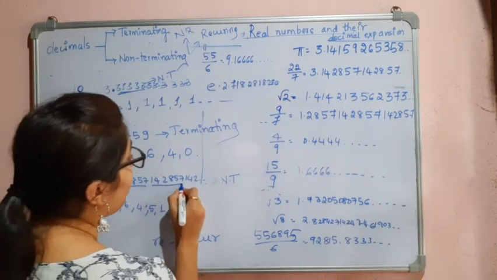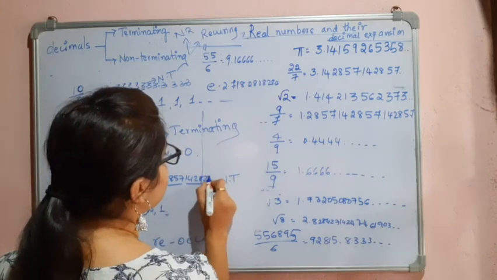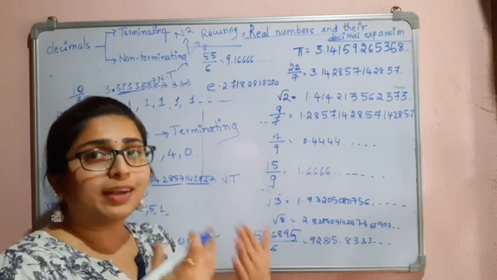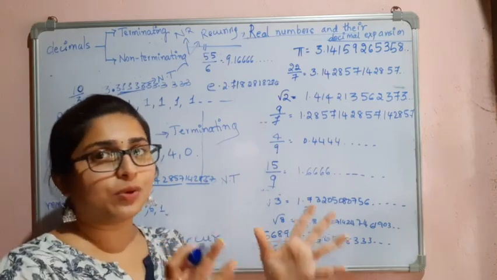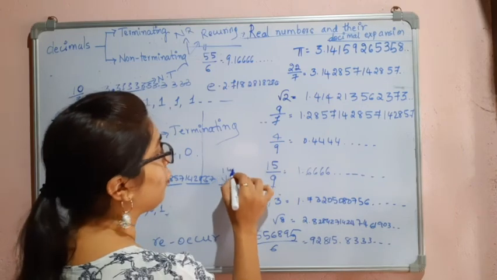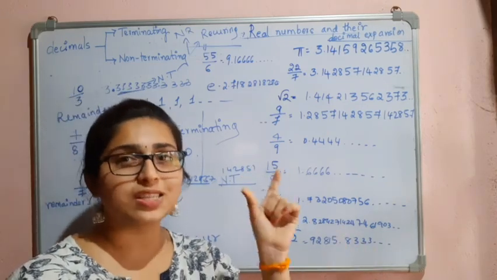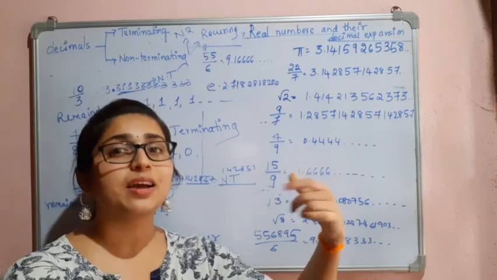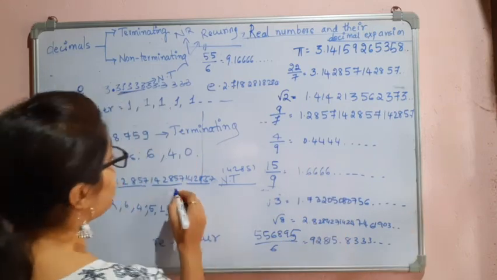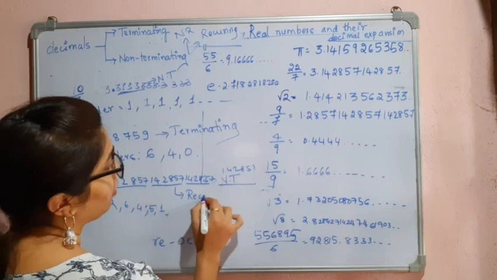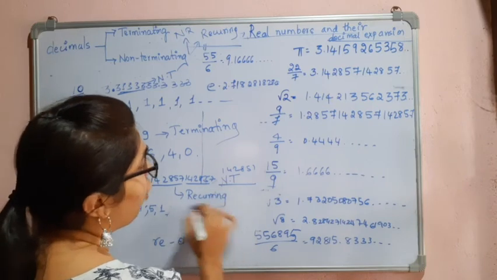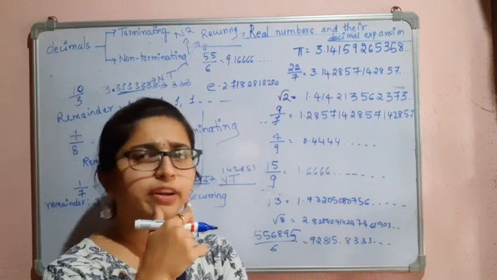But here, 142857, 142857, 142857. If you want to find out the next digits, easily you can say 142857. Again it will repeat. The set of numbers, or the string of digits, is repeating itself. So this is also recurring. Then what is an example of a non-recurring decimal?